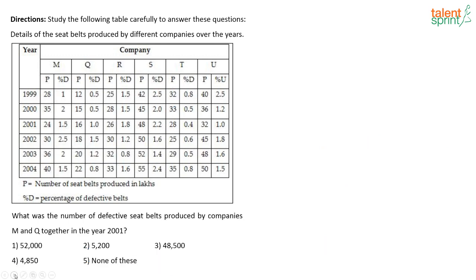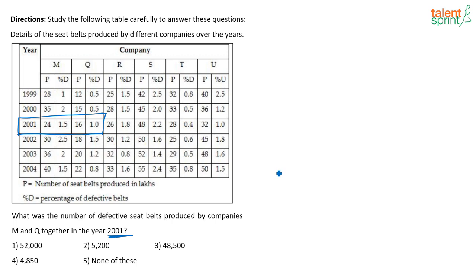What was the number of defective seat belts produced by companies M and Q together in 2001? So we need M and Q, 2001, defective pieces. Now they are asking for the total number of defective pieces, so you have to consider the lakhs. If it was a ratio directly, you could have taken 24, 16, etc. But here they are asking for the exact value.